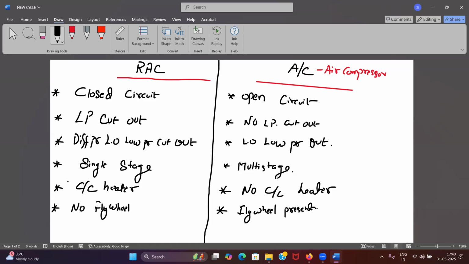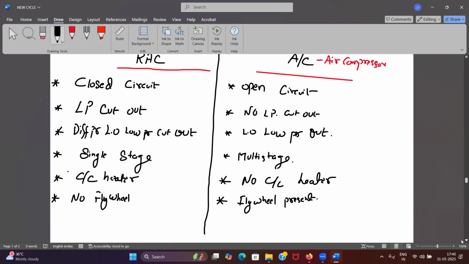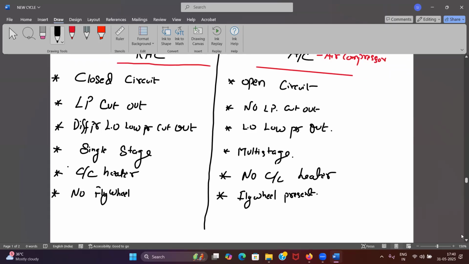I will tell you its purpose too. Why is it belt driven? You wrote in safety that the belt can slip, but there is a much more important purpose. It is to match the capacity of your compressor with your refrigeration plant. I will come to that later. So you can write many more. Different type of unloader. Here it is a different unloader.